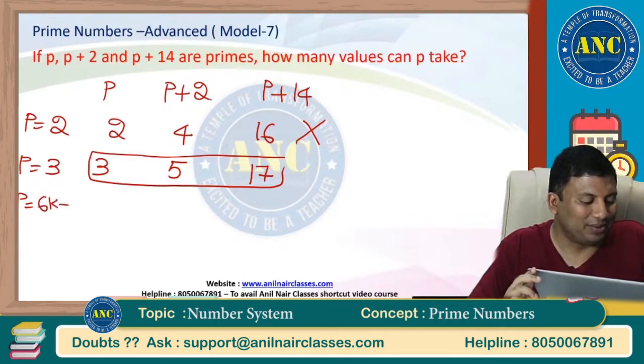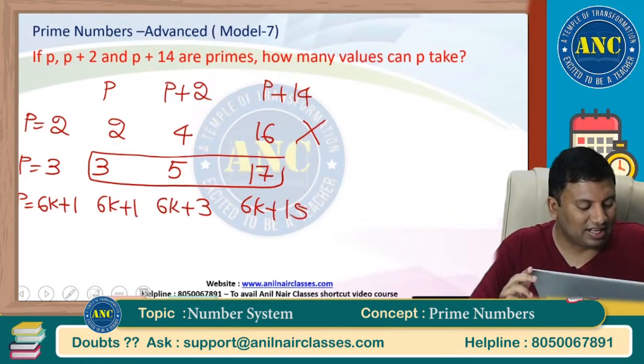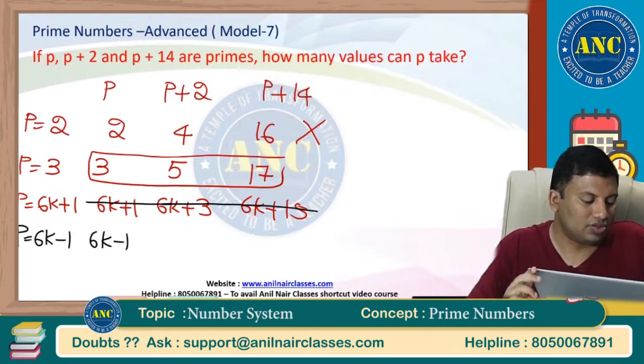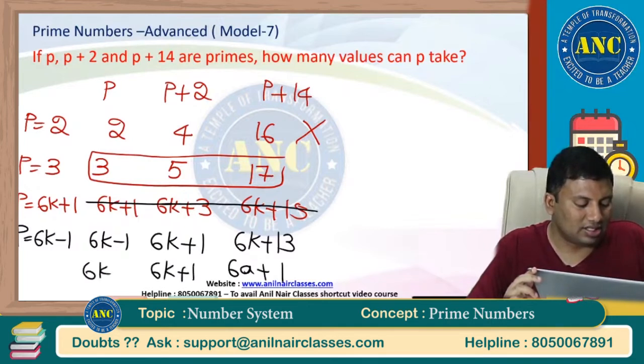Pythagoras is coming into my mind. 6k plus 1, 6k plus 3, 6k plus 15 are divisible by 3. 6k plus 3 is divisible by 3, these are also divisible by 3. Not possible. P is 6k minus 1, 6k plus 1, 6k plus 13. 6k plus 13 is 6a plus 1. These 6k plus 1, these 6k minus 1.